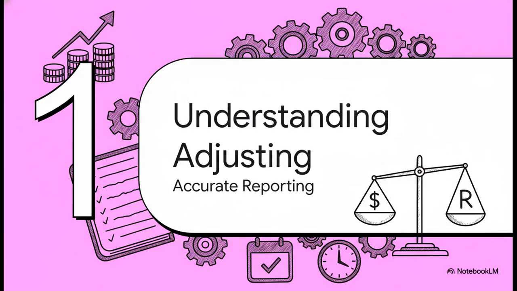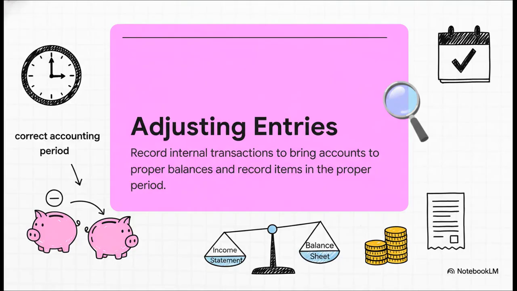All right, first up, let's get a really solid understanding of adjusting entries. These are absolutely critical for making sure any company's financial reports are accurate. Now, as this definition explains, the main purpose here is to make sure every transaction is recorded in the correct accounting period. There's a key rule to remember with these, and it's an important one.